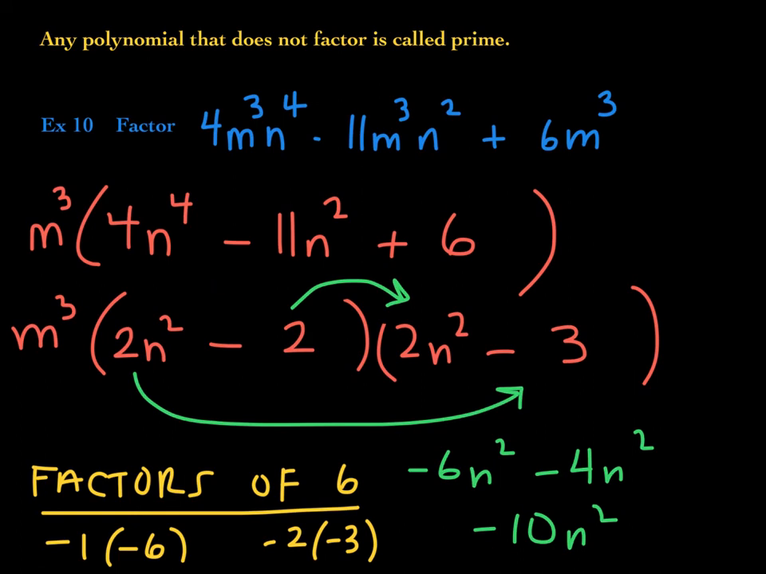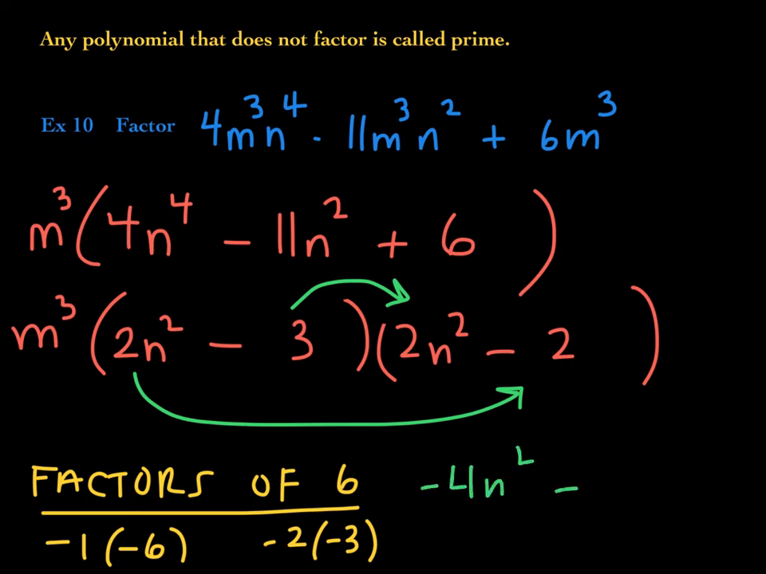Well, again, maybe the 2 and the 3 are in the wrong place. So switch the 2 and the 3. How does that work out? Let's check now. We would get negative 4n squared minus 6n squared. It's still negative 10n squared. So it didn't work. We've tried both of these and neither of them work.